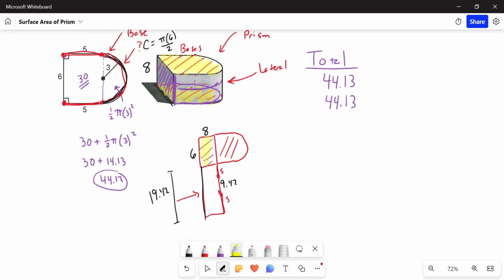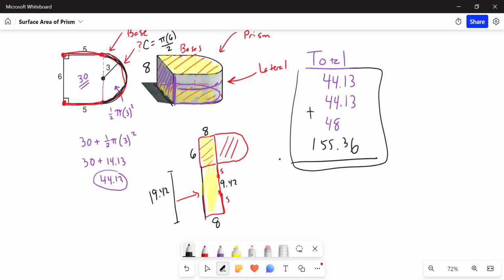Then we could have all of the areas. So let's look at them. The area of this rectangular piece is nothing more than 6 times 8, 48. This long rectangular piece is 8 by 19.42, which is 155.36. So my total surface area can still be found just by taking the sum of all of those. 155.36 plus 48 plus 44.13 plus 44.13, and that would be 291.62 square units.